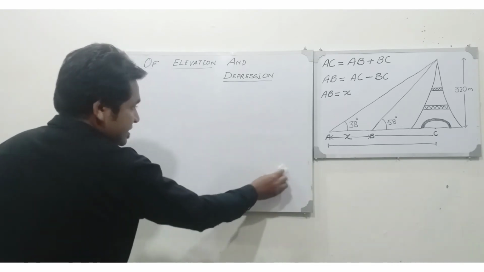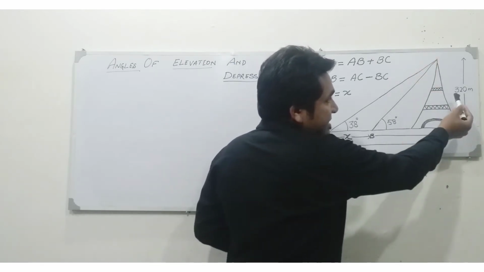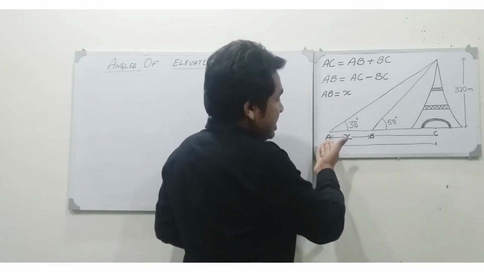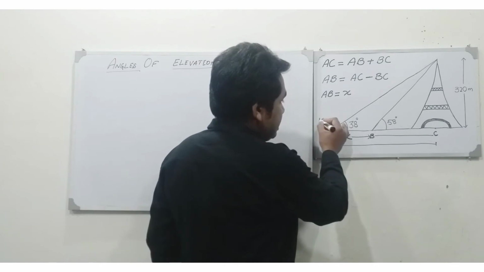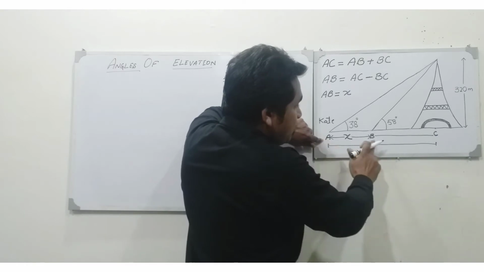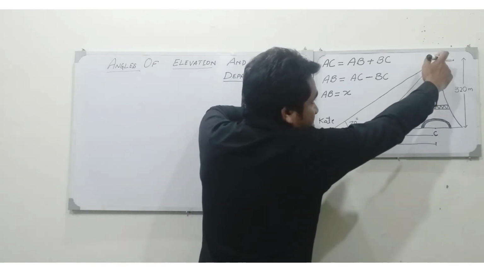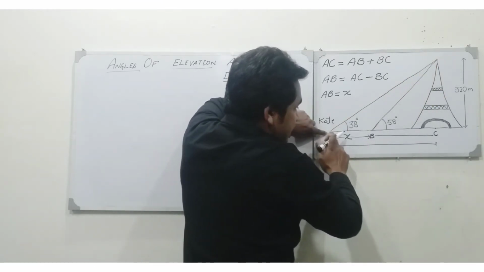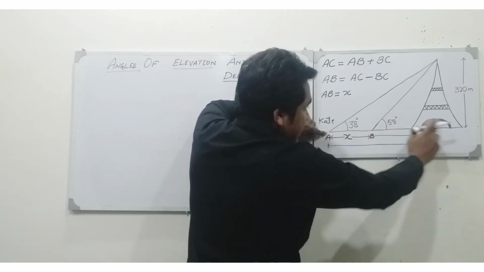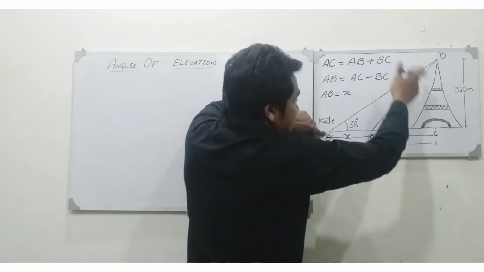For angle of elevation, look, this is the Eiffel Tower. Its height is 320 meters. A girl named Kate is standing at point A, and she is moving towards point B. When she was at point A, this was her horizontal sight line, and this is the top, let's call it point D, the top of the Eiffel Tower.